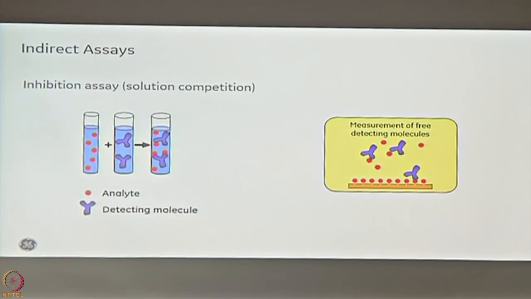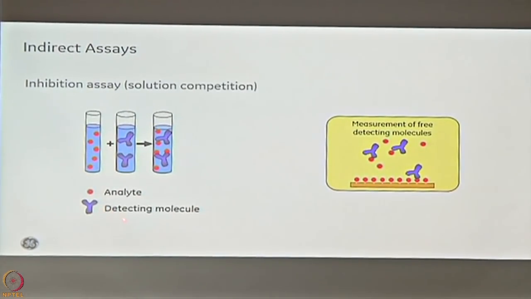There are certain indirect bindings that you can do where we utilize the competition. So, the binding does not really happen on the surface, you are having the binding happening in the solution, right. So, this is called the solution competition. What you do is you mix the analyte and the detecting molecule in a particular proportion. The analyte is kept constant with increasing concentration of detecting molecule, and you mix them.